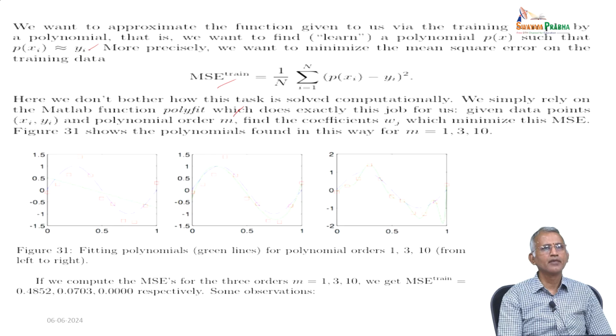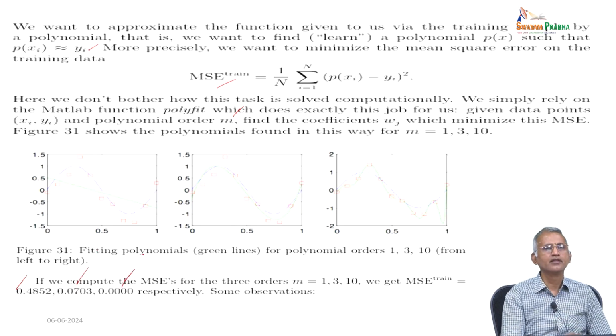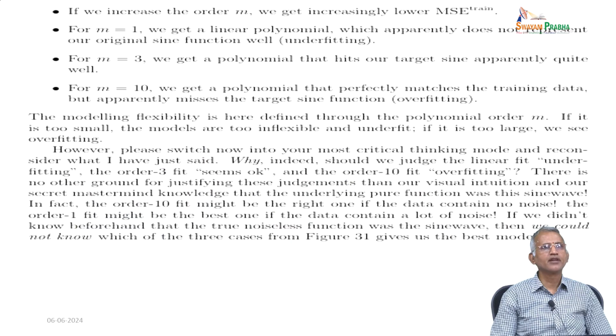So, figure 31 shows the fitted polynomials, the green lines, for polynomial orders 1, 3, and 10 from left to right. If you compute the mean square errors for the 3 orders, we get training mean square errors of 0.48, 0.07 and 0 respectively. So, some observations. Number 1, if we increase the order m, we get a lower and lower training MSE.